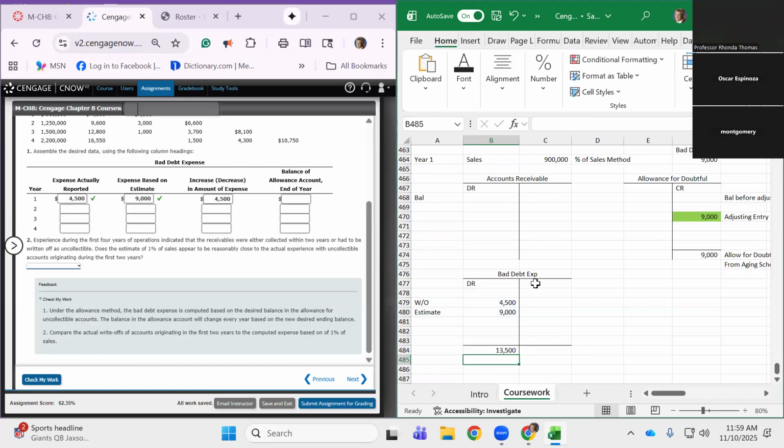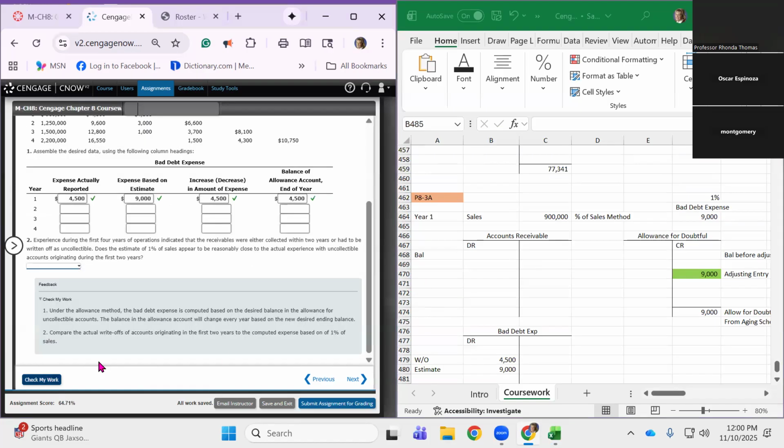Okay, so there's how much bad debt expense would have been for the year. Now the allowance has 9,000 in it, I believe. Let me see if I got this right. Nope. Okay, 4,500. So what happened was, if the estimate was 9,000 and then they actually wrote off 4,500, then the new balance in this account is actually 4,500. There we go. We got it now. All right, so there it is.